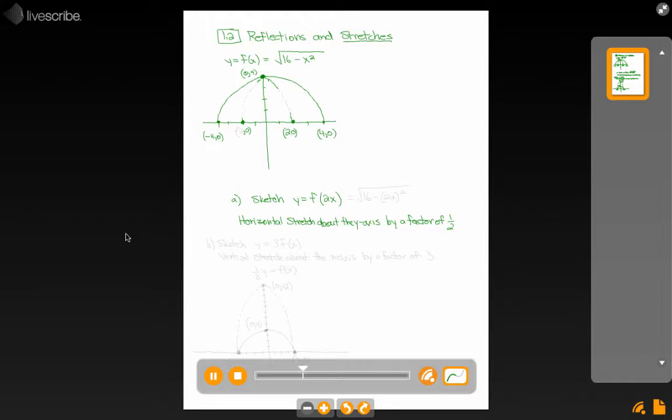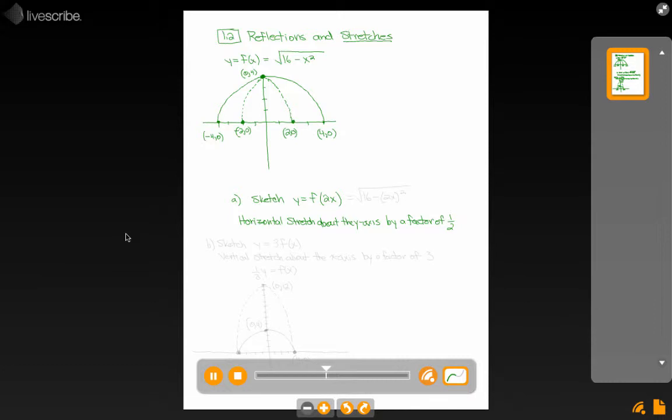A point like negative 4, 0 will now become negative 2, 0, exactly half as far as it was before. Positive 4, 0 becomes positive 2, 0. And if I sketch in the curve of this one, it's no longer a semicircle, it's still a curve, but a different size curve. Still just as tall as it was before, but exactly half as wide. So that results in a horizontal stretch.